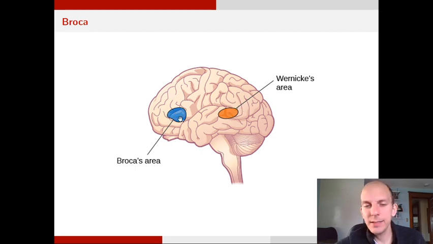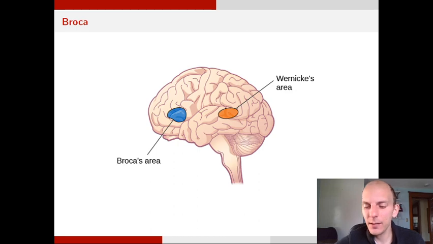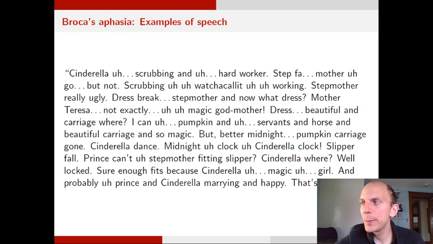When one of these areas gets damaged and it affects your linguistic ability, that's a condition known as aphasia. And if the damage happens in Broca's area, then we call that Broca's aphasia. And when the damage happens in Wernicke's area, that's known as Wernicke's aphasia. This is most often because of stroke. It can be trauma as well, such as Phineas Gage, but that's less likely. The most common way to see damage in these areas is stroke.